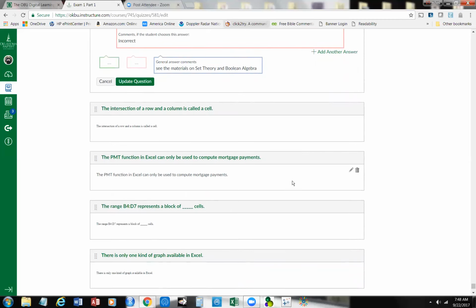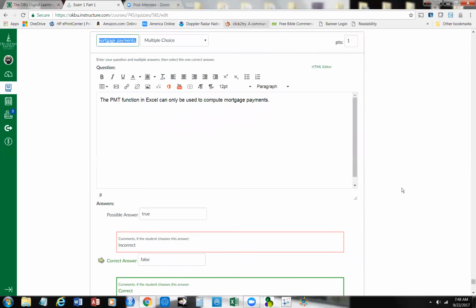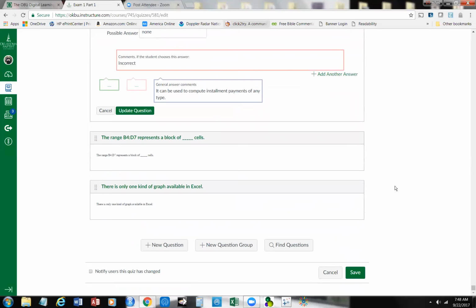The payment function in Excel can only be used to compute mortgage payments. No, that's false. It can be used to compute any kind of payment, not just mortgage payments. Payments on a credit card, payments on your house. It's not limited to a particular type of question.